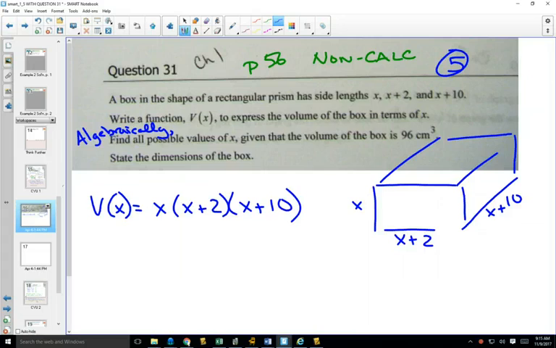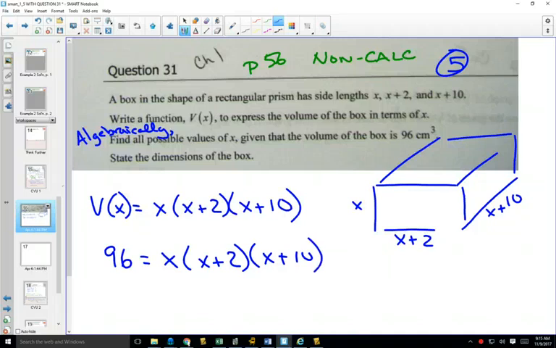So this is starting to look very much like our other questions we've done so far. But in the last statement here it says, find all possible values of x given that the volume of the box is 96 centimeters cubed. So we know that the volume is 96. x times x plus 2 times x plus 10.